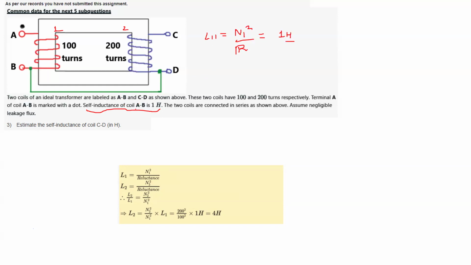Self inductance of coil AB means L11. Mutual means 1 2; with 1 2 we do not generally write L12 or M12 like this, but M21, L21. So generally mutual inductance is denoted by 1 2 and 2 1, and self inductance is denoted by 1 1 or 2 2. If it is on the secondary, then 2 2.